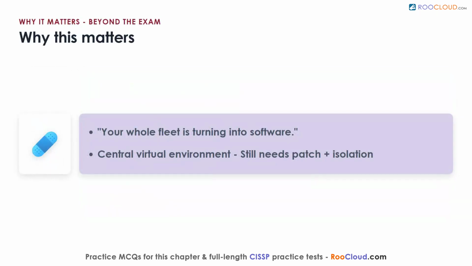Why does this matter beyond the exam? Because your fleet is quietly turning into software. Picture a regional insurer that swaps racks of aging desktops for a central virtual environment. Suddenly storage, networking, and even employee workstations are all just files on a server. That agility is a gift, but every one of those virtual pieces still needs patching, isolation, and oversight. You are the person who makes sure the convenience does not become the breach.